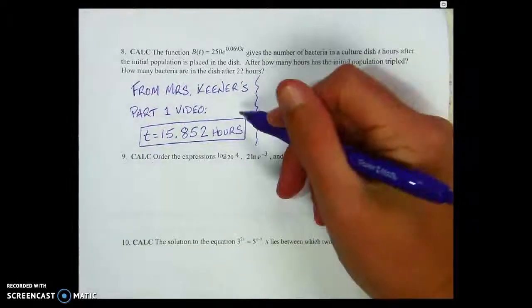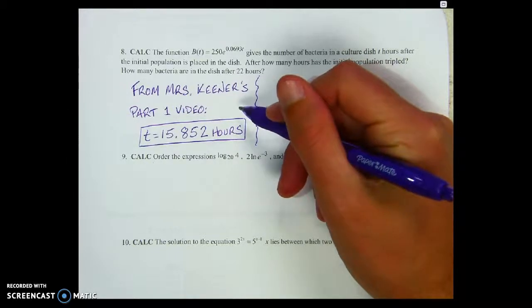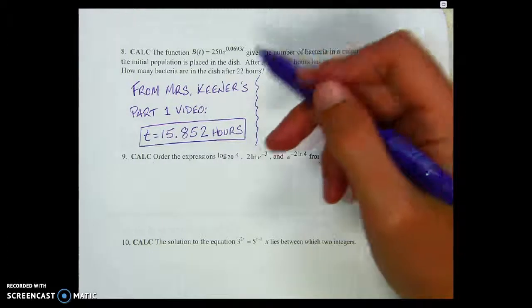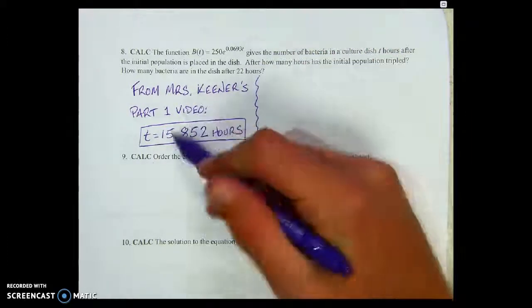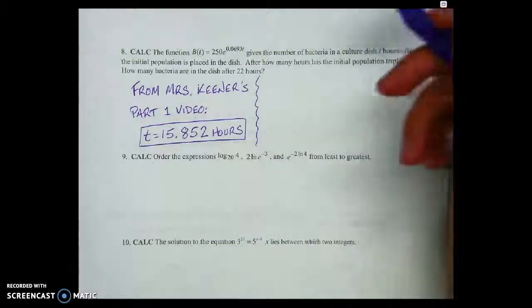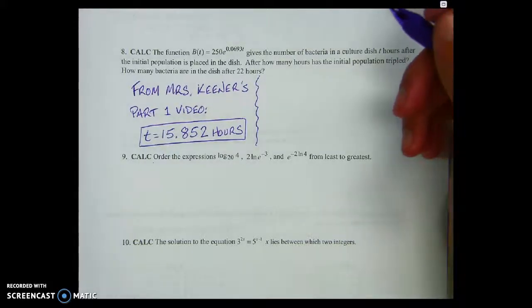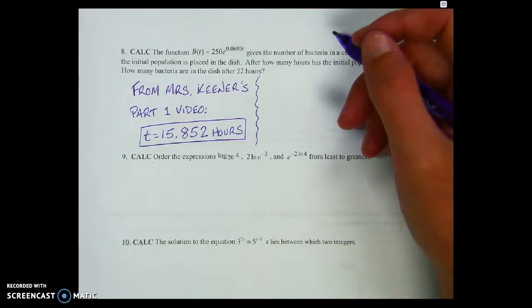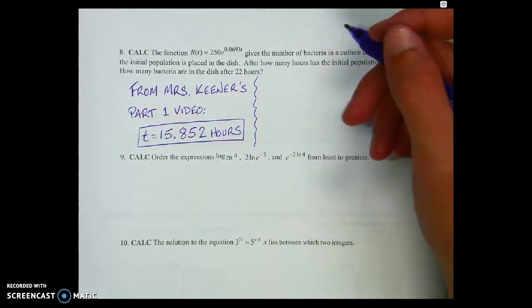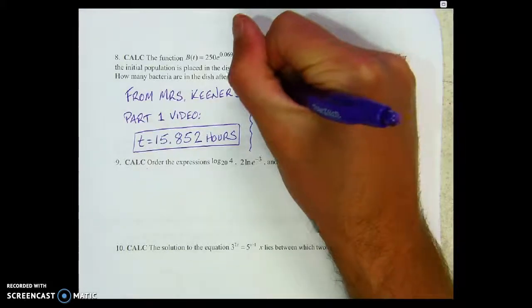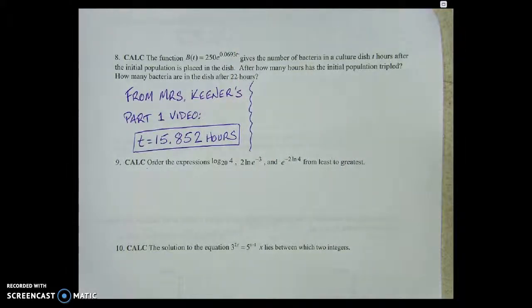So from that video, Mrs. Keener pointed out that the answer to the first question, where they were asking us after how many hours the initial population has tripled, we ended up getting that time, t, was equal to 15.852 hours. And then we started answering the next question where it says how many bacteria are in the dish after 22 hours. And so the way we do that is by simply plugging 22 in for t right into our equation.